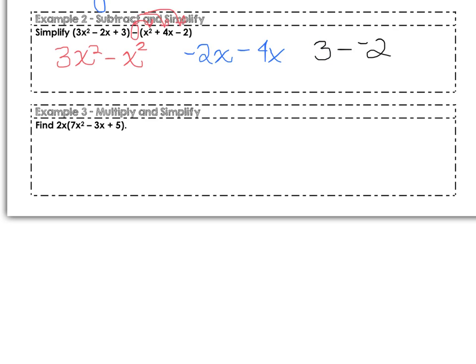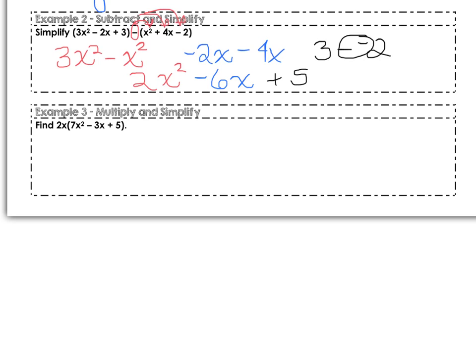Okay? Well, 3x squared minus x squared, that's going to get us 2x squared. Negative 2x minus 4x is going to get us negative 6x. And our last one, 3 minus negative 2 becomes a plus, so we're going to have 3 plus 2, which is 5.